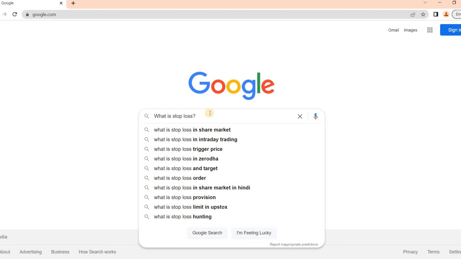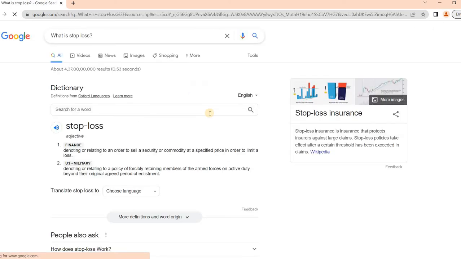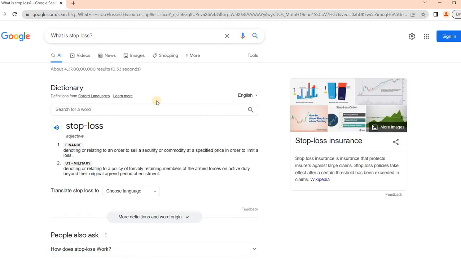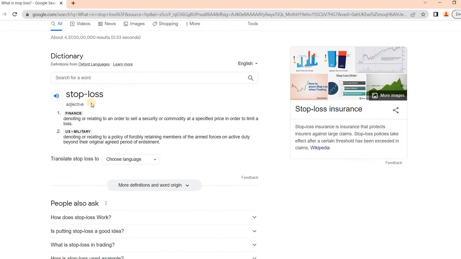Hello guys, in this video we are going to see what is stop loss in trading and share market. So according to Google, stop loss relates to an order to sell a security or a commodity, or let's say whatever asset that you hold, at a specified price in order to limit a loss. Okay, so it's a way of selling a security or a commodity to stop the loss that you might potentially be incurring.